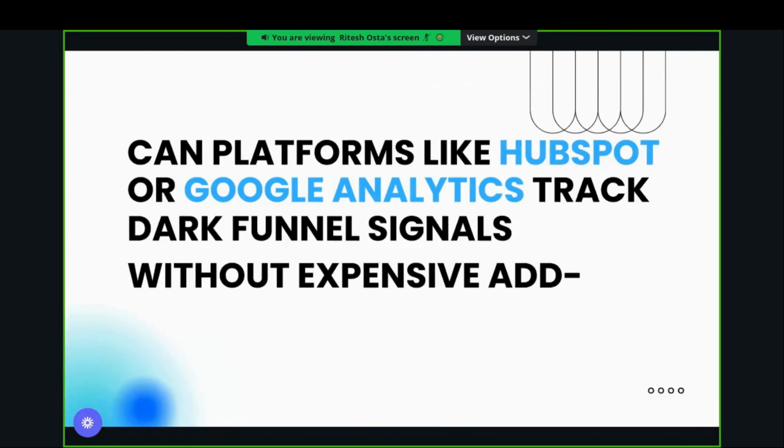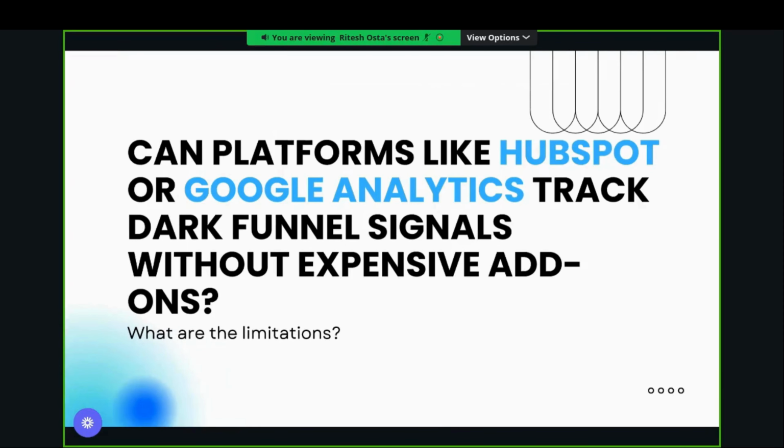Okay, so next one. Can platforms like HubSpot or Google Analytics track dark funnel signals without expensive add-ons? What are the limitations? That's a very good question. Platforms like HubSpot now can track, thanks to the fact that HubSpot has acquired Clearbit, which is a data provider.